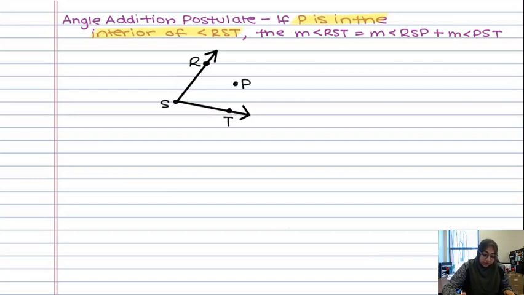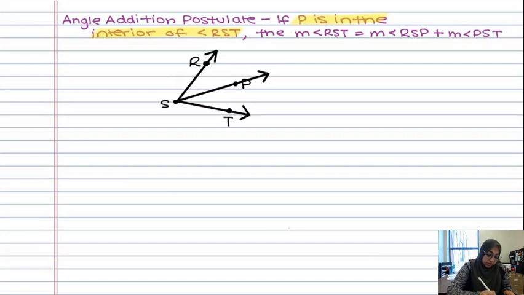Then the measure of angle RST, so the measure of this angle right here, the whole angle, is equal to the measure of angle RSP. Okay, well, I have to create angle RSP. So I start at R, I go to S, and I have to go up to P. So my angle is just like this right here. Okay, there is now a ray going from S to P.